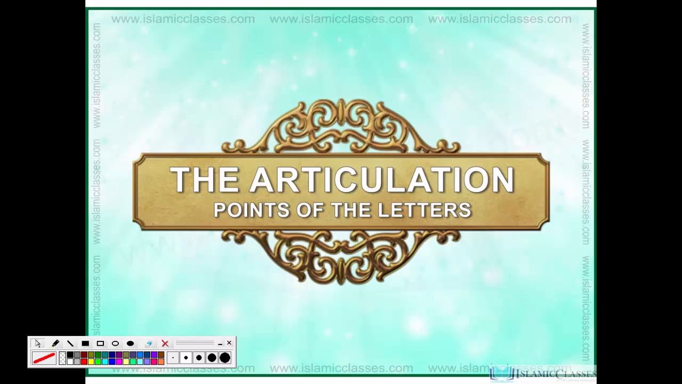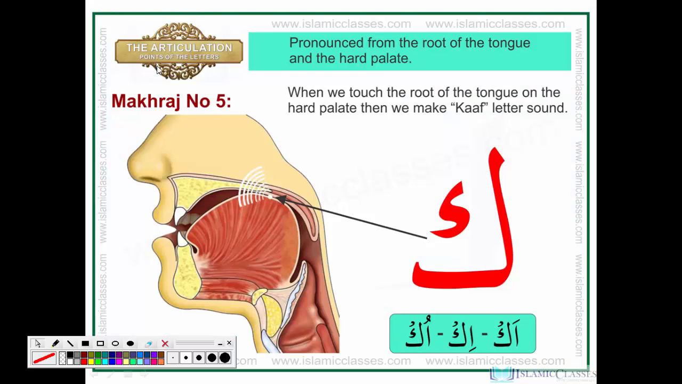In this tutorial we are going to start Makhraj number 5, and see which letter we pronounce from Makhraj number 5 and what is the exact place of that letter. Let us start now. First of all, we will check the definition of this makhraj and the place where we originate the letter Qaaf, because this Qaaf is pronounced from makhraj number 5.